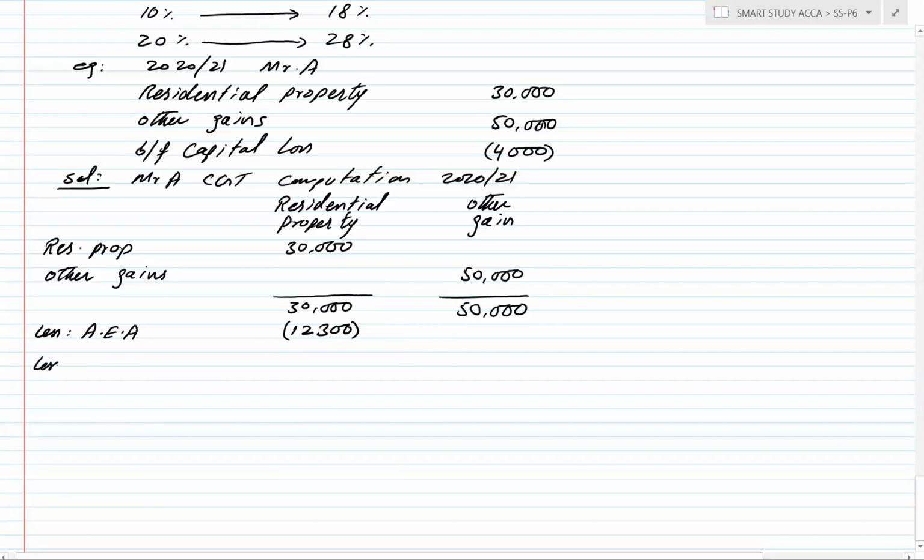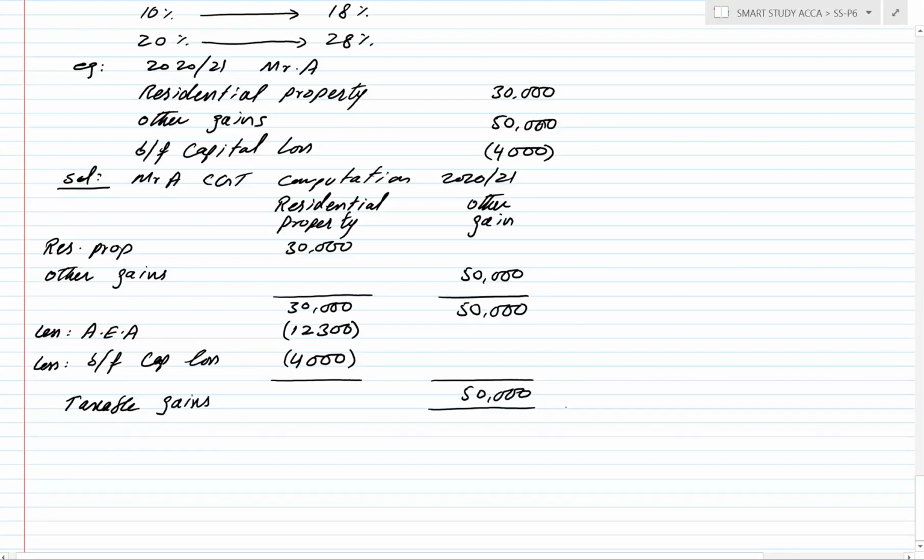In the same way, brought forward capital losses, which are 4,000, will be deducted from the gain of residential property, and the logic is the same. These are our taxable gains. Please tell me the amount. £13,700. Okay. Now we are going to calculate tax.